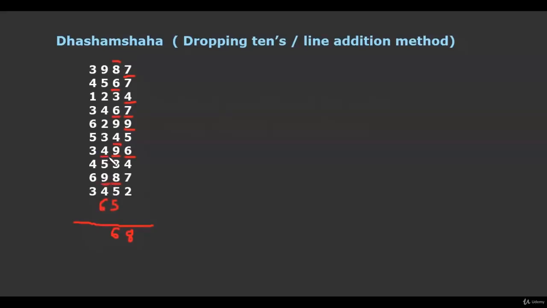So we drop 10 over here and carry 4 to the next number. 4 plus 4 is 8. 8 plus 3 is 11. So we drop 10 over here and carry 1 to the next number. 1 plus 2 is 3. 3 plus 4 is 7. 7 plus 2 is 9.